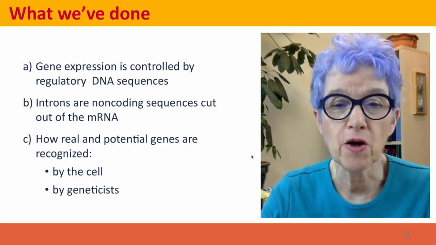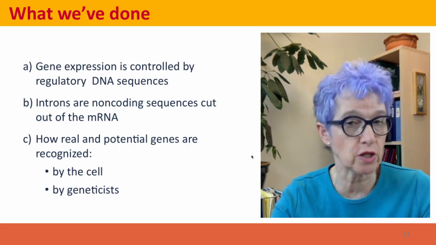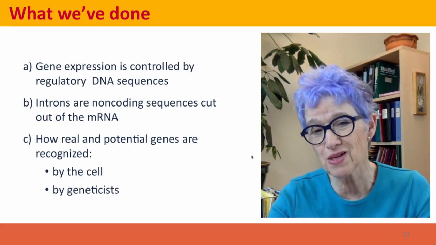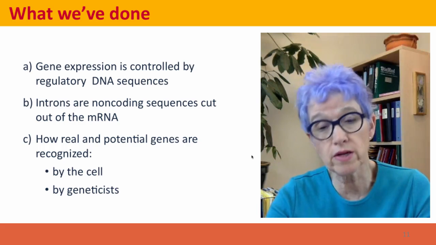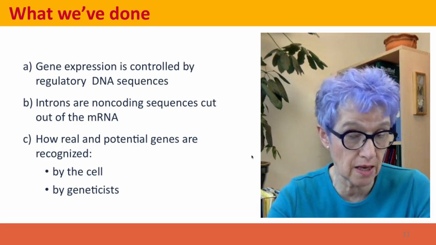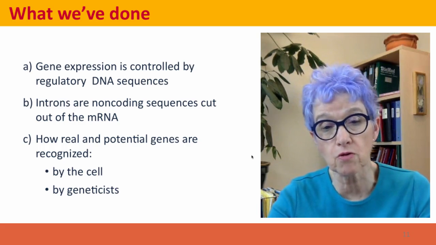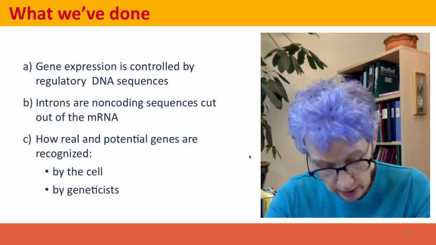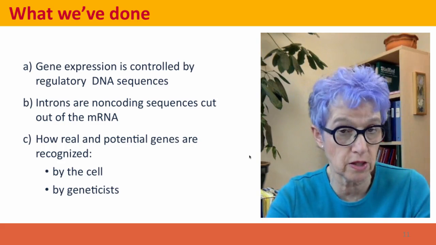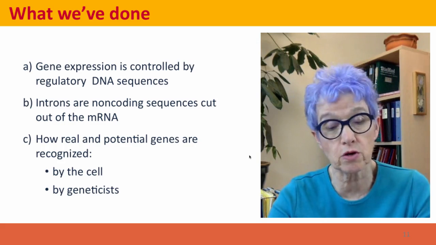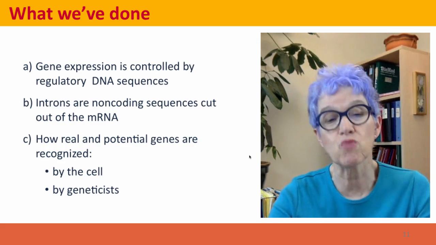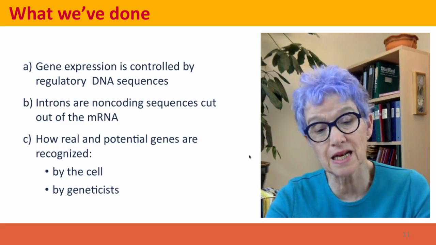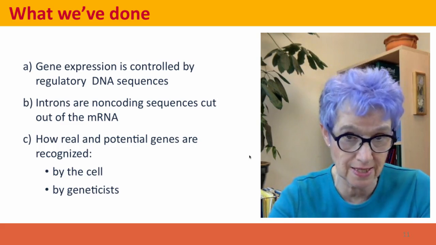So what have we done? We've talked about how gene expression is controlled by regulatory sequences. In particular, we talked about introns and how regulatory sequences at the junctions allow them to be spliced out of messenger RNA and discarded. We talked about how real and potential genes are recognized by the cell, and in particular we talked about how geneticists recognize genes, both in organisms through crosses and in DNA sequences through sequence analysis.